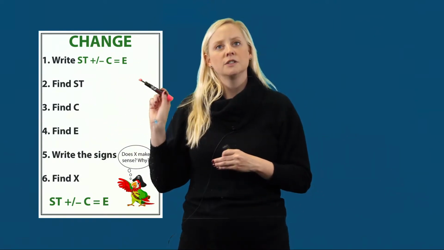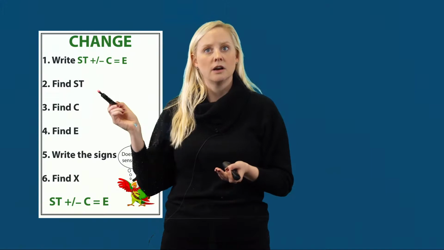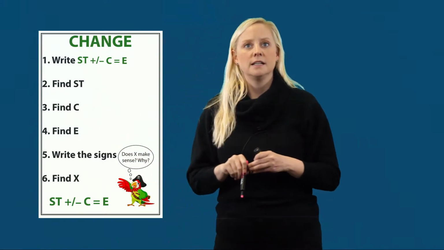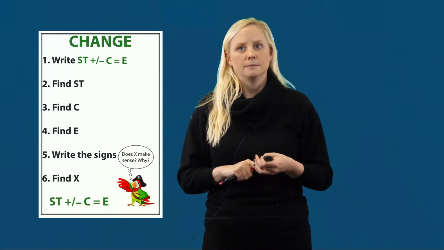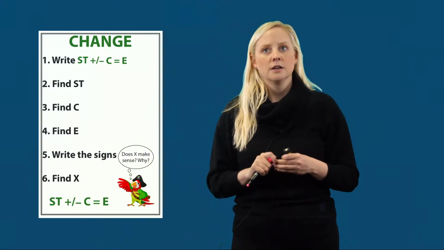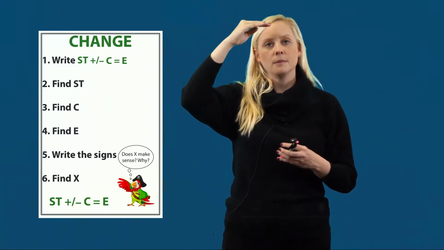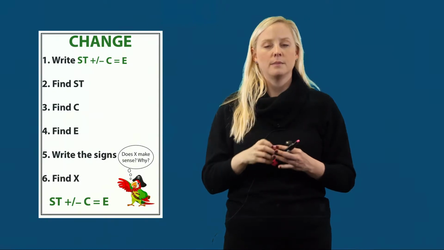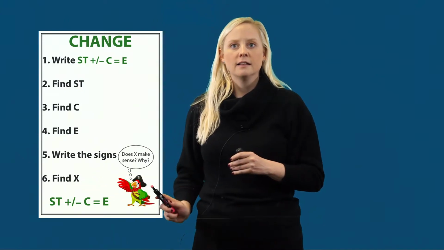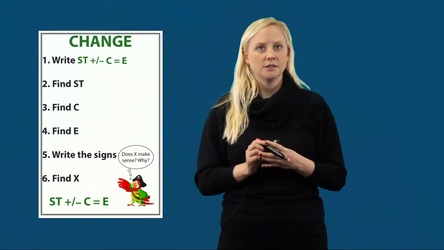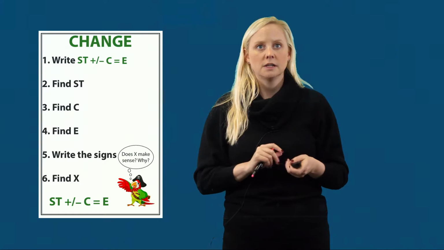Step 2 that students follow for every change problem is to write ST. That stands for the start amount. So what number is our starting amount? Step 3 is to find C, the change amount. And step 4 is to find the number that corresponds with the end amount. Step 5 is write the signs. So we either have a plus sign or a minus sign. We use a plus sign if it's a change increase problem. We use a minus sign if it's a change decrease problem. And then we use our same as, our equals sign. Then we solve for x. And lastly, we identify if the problem makes sense or not by talking about it out loud and using our gesture to see if our answer makes logical sense.